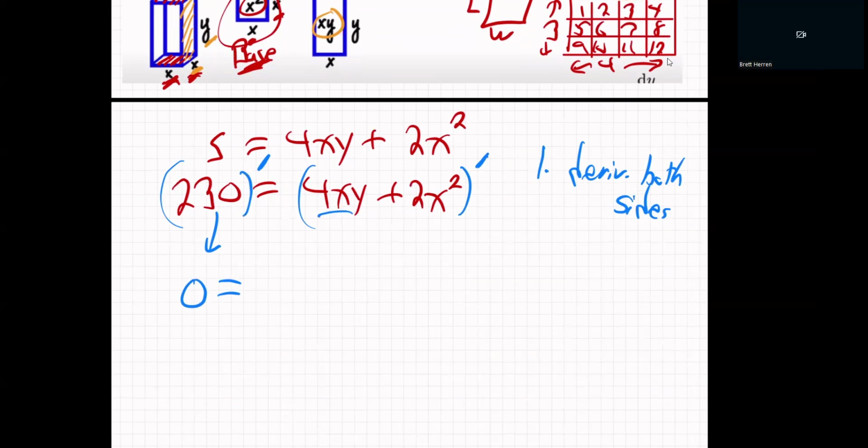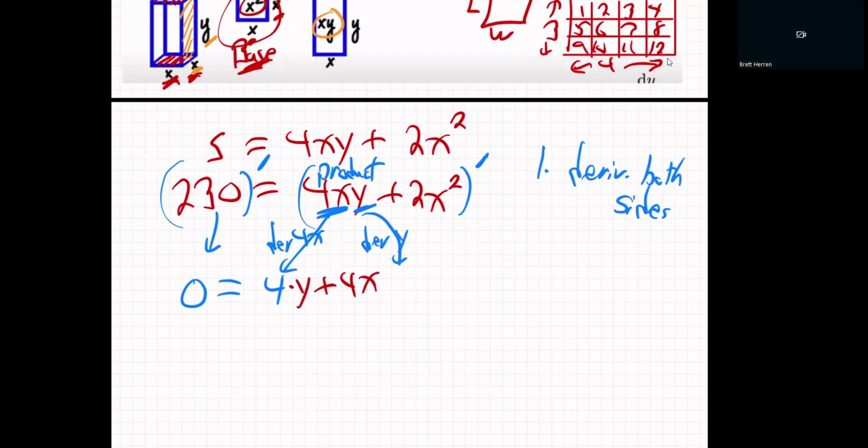How do we take the derivative of 4xy? We remember the product rule, because it's 4x times y, two functions multiplied. 4x goes first, the derivative of 4x is just 4 times the y unchanged, plus the 4x unchanged times the derivative of y, which is y prime, plus 2x squared: the 2 comes down, 4x, subtract 1 from the power. There we go, here's our y prime term, so that's what we want to solve for.